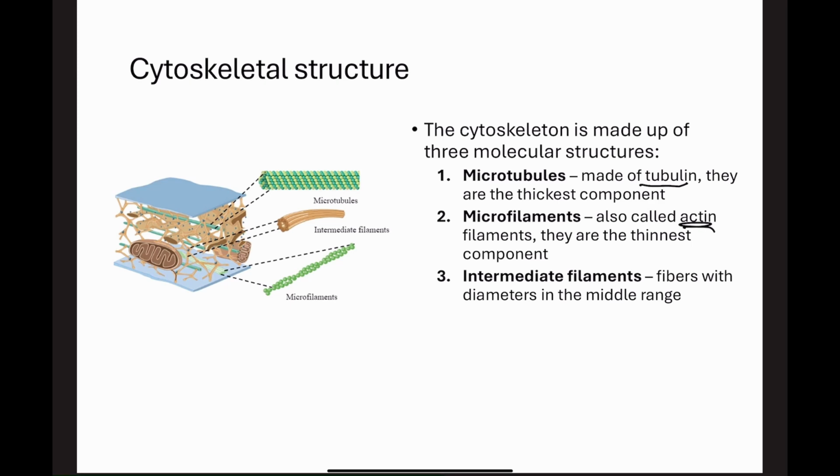And our intermediate filaments are made up of a variety of fibrous proteins, which include keratin. And the diameter of these intermediate filaments is between that of microtubules and microfilaments. These intermediate filaments are going to provide mechanical support, and they help maintain cell shape. They're more stable and permanent than microtubules and microfilaments.